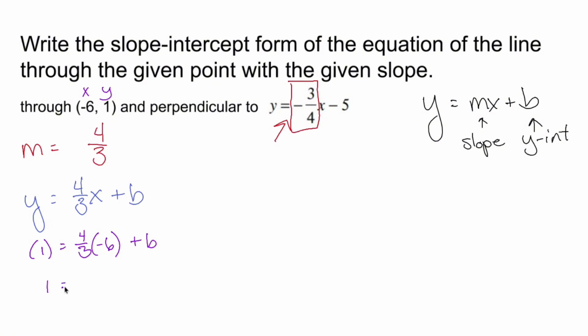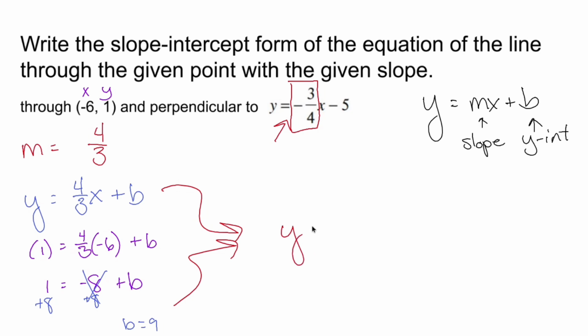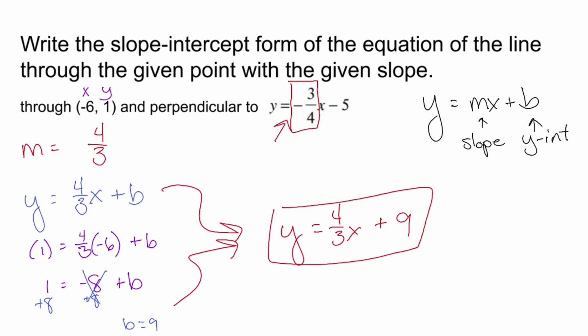So 1 is 1. 4/3 of negative 6 is going to be negative 8. Use a calculator if you need to. And then you add b to it. In order to solve for b, I'm going to get rid of negative 8 by adding 8 to both sides. And that gives me a b of 9. Now I know that my equation so far is y equals 4/3 x plus b, and I just found out that b is 9, so I can sum things up by saying y equals 4/3 x plus 9. And that is the equation of a line perpendicular to that one that goes through that point. That's it.